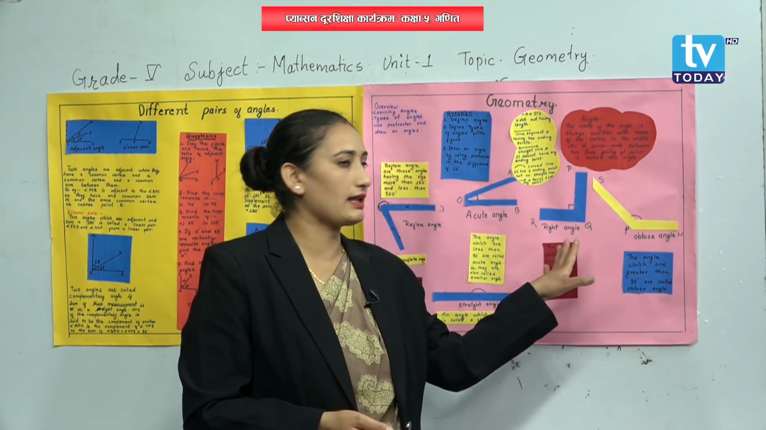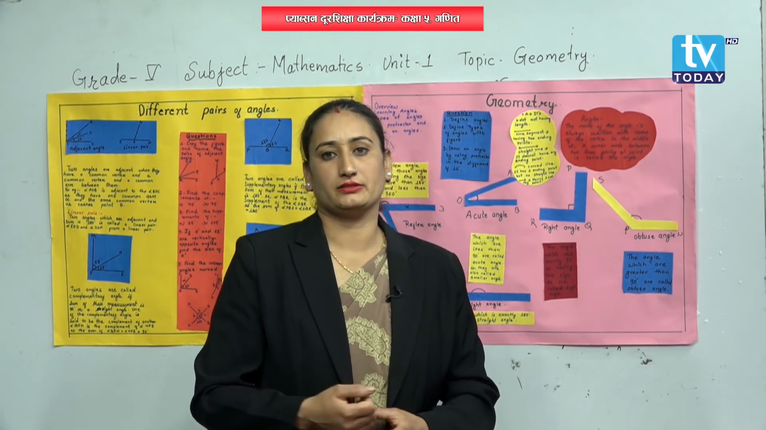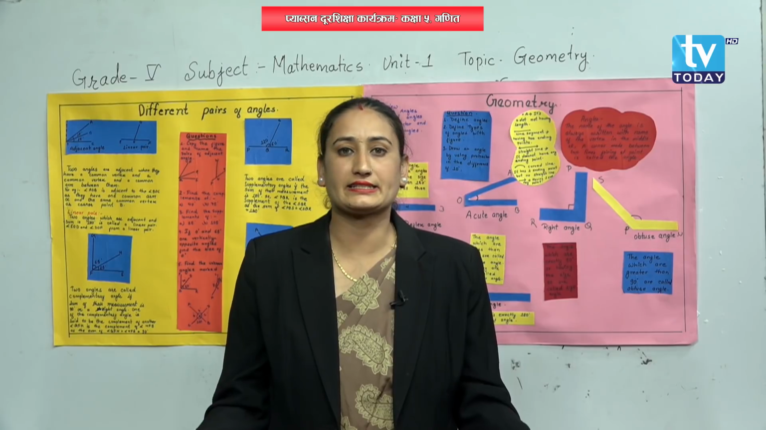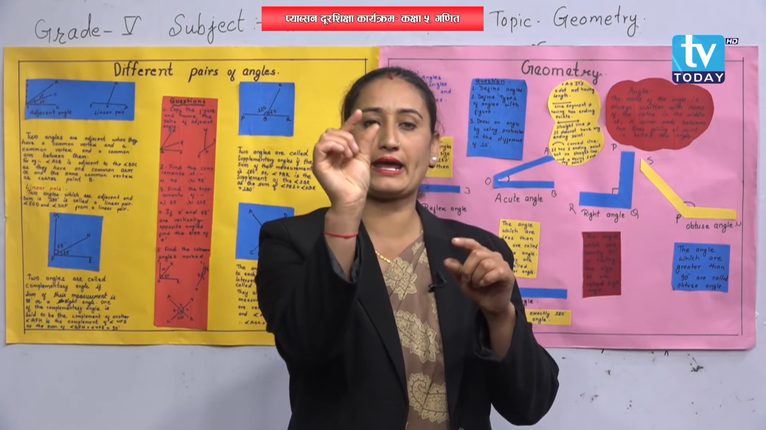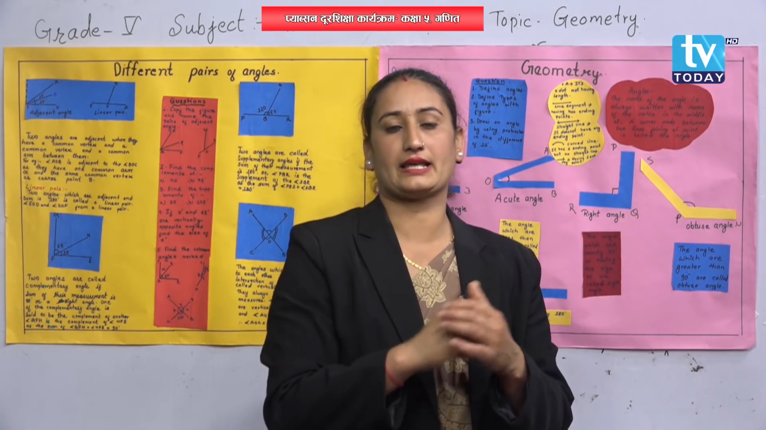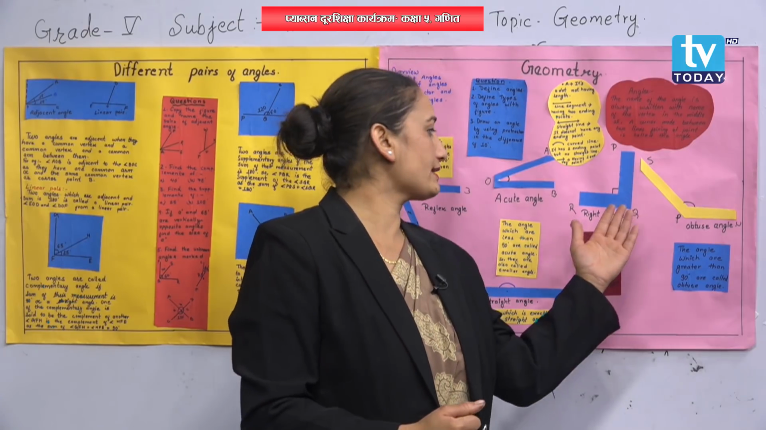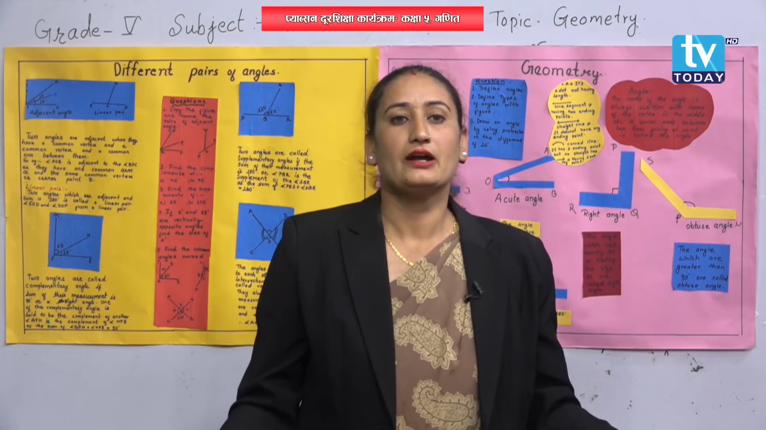So, write down the L. L is a right angle, and it will be exactly 90 degrees. It's just like a square. One angle of a square is exactly 90 degrees, right? Yes, just like that. In the L shape also, at one corner, we can get a right angle.